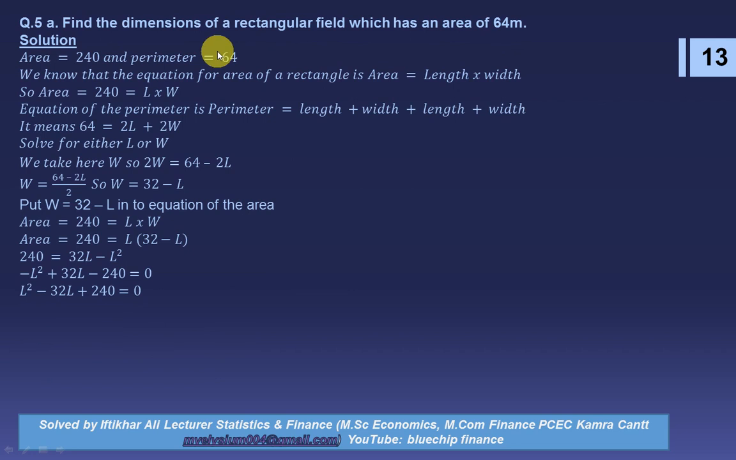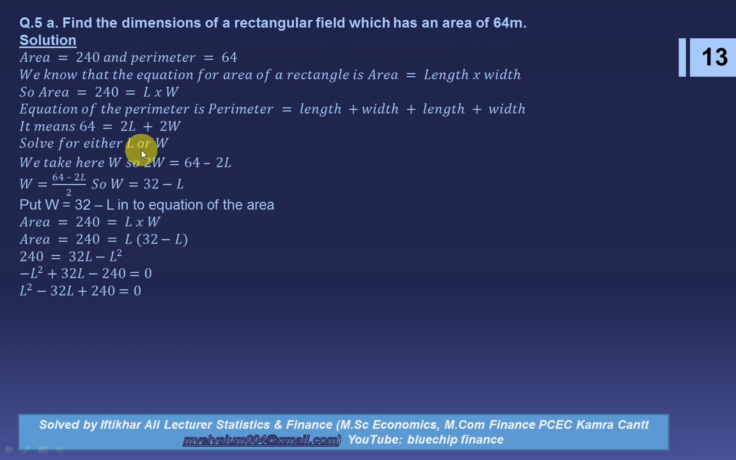So perimeter is 64. We know that the equation for the area of a rectangle is area equals length multiplied by width. So area is equal to 240, equals length multiplied by width. The equation of the perimeter is length plus width plus length plus width, so 64 equals 2L plus 2W, because this is called perimeter. So we can say that there are 2 lengths and 2 widths, and the total perimeter is 64. So 64 equals 2L plus 2W.